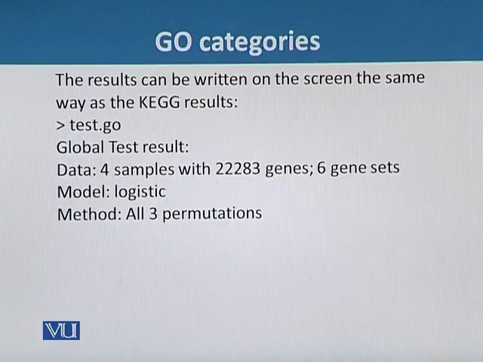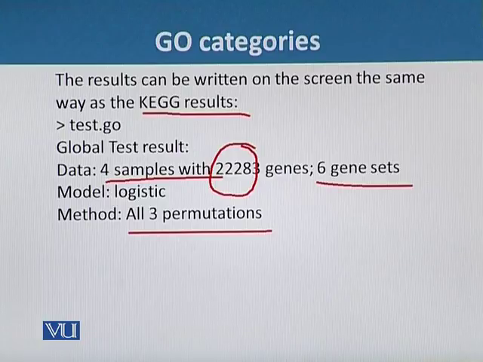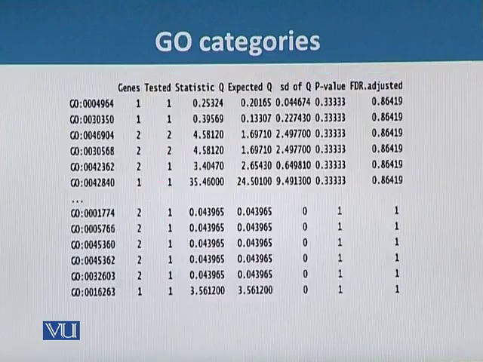The results can be written on the screen the same way as the KEGG result, as we have seen in the previous slide, that we have the data of 4 samples, the same number of genes, 22,283, and they are divided into 6 gene sets, and we use all the 3 permutations. So this is the data obtained for the GO categories test, and it is exactly the same data as we have obtained for the previous KEGG pathway.